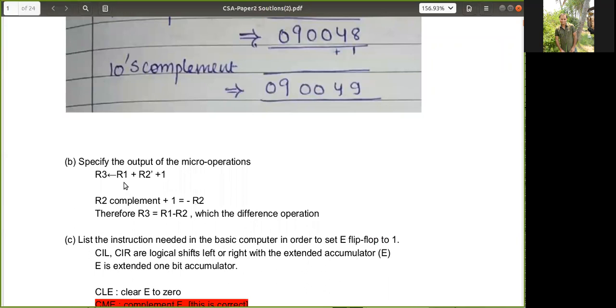Part B: specify the output of the macro operation R3 ← R1 + R2 complement + 1. Here R2 complement plus 1 is equal to minus R2. So R3 equals R1 plus minus R2, that is R3 equals R1 minus R2. So that is basically a difference operation. So let's move to the third part.